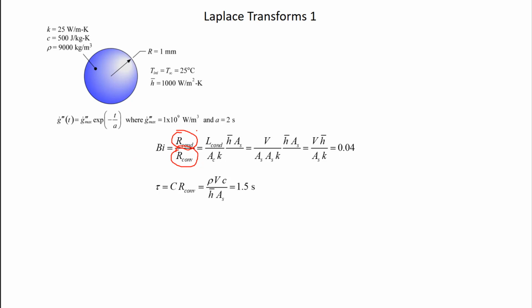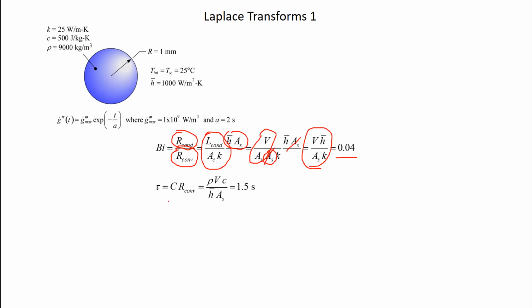So the resistance to conduction is right here. It's my conduction length divided by my cross-sectional area and k, and then the resistance to convection is 1 over h bar times A sub s. So my conduction length I'm going to take as the volume divided by the surface area. We said that was one way to do that. My conduction cross-sectional area we said we take as the surface area, so that's where I put that. And this surface area and this surface area cancels out. So here's my Biot number, and it's 0.04, which is really pretty small. So I'm justified in making the lumped capacitance approximation.